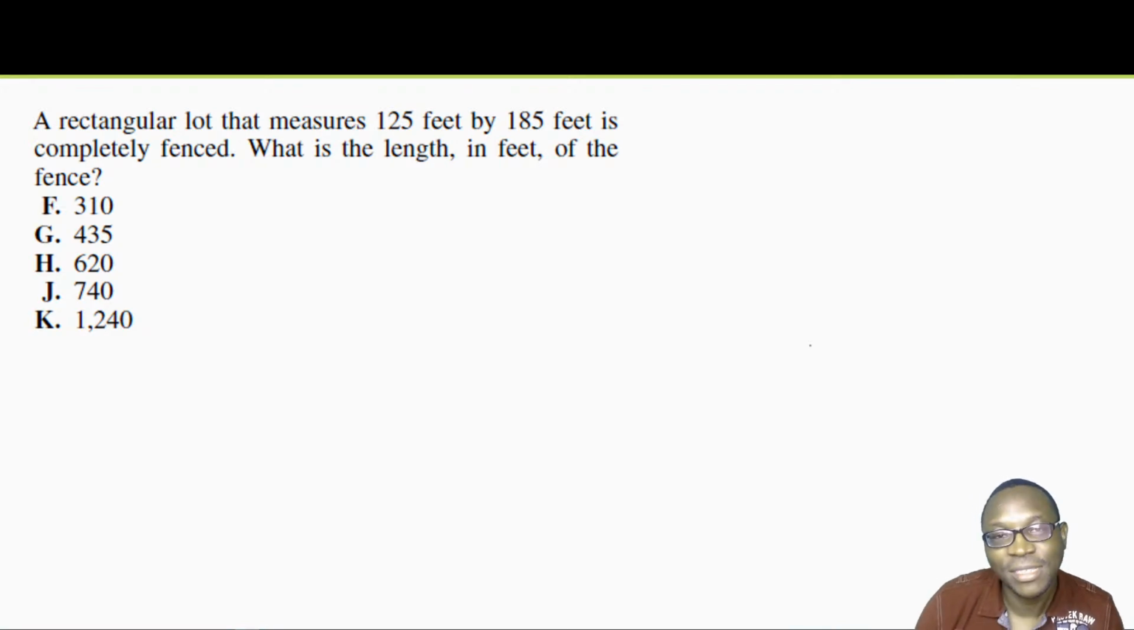I always like to start simple. So we'll start with something here, and this is going to test your understanding of area and perimeter. We're going to see how you answer this question.